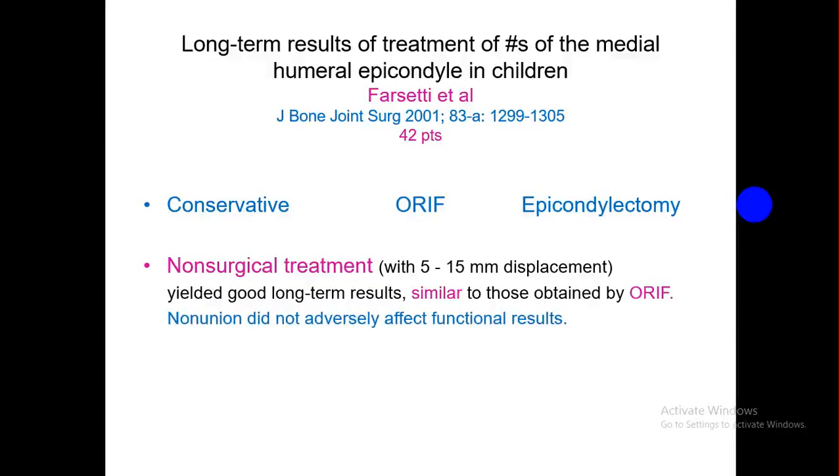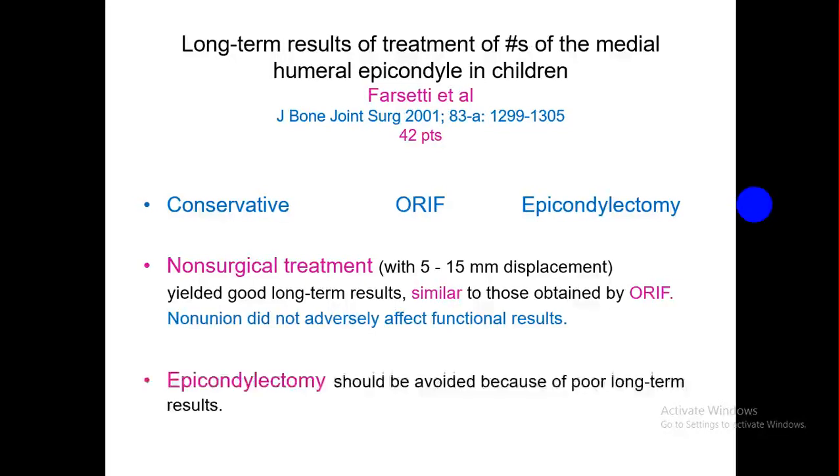Non-union did not adversely affect functional results. If it doesn't unite with a long arm cast, it doesn't hinder the function. Epicondylectomy should be avoided because of poor long-term results. So either go for a cast or ORIF, and the difference is not that great. And in these two groups, the conservative and the ORIF, they had almost a 19 and a 17 patient population.